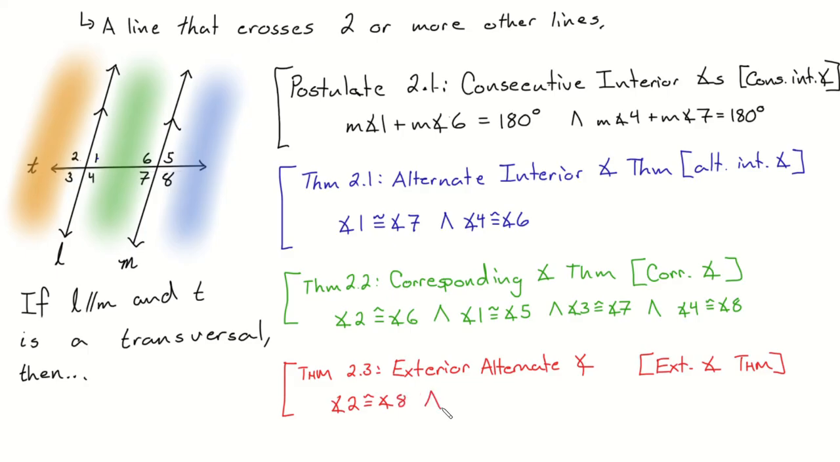And there's one more pair. Sonny, I haven't heard from you yet. Give me the other pair of alternate exteriors. 3 and 5. Good. Angle 3. And what about them? They are exterior alternate angles, and they are congruent. Good.